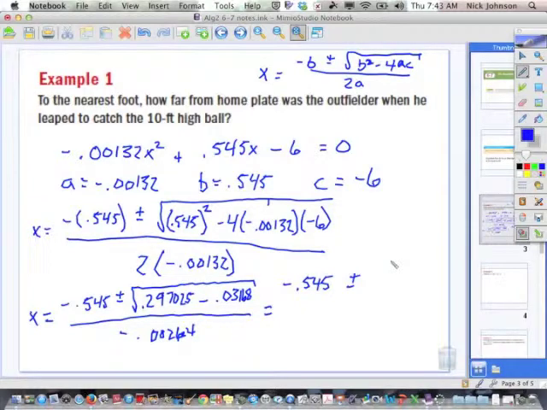So 0.297025 minus 0.03168. Take the square root of that, which gives me 0.5151. So 0.5151 divided by negative 0.00264, which is then going to give me two solutions.